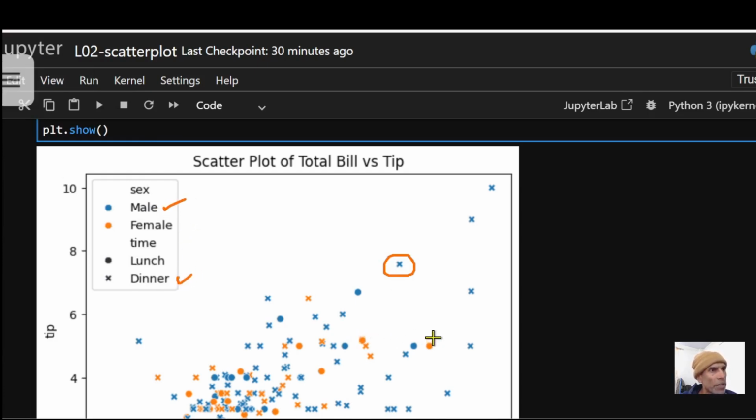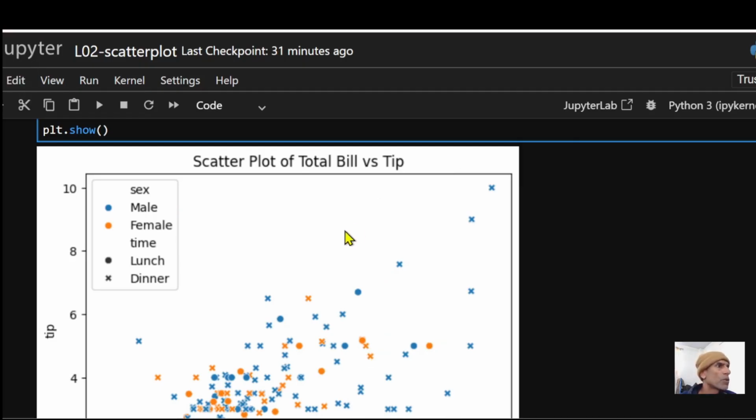What about this one right here? This one represents a female customer. This would be during lunchtime. So that's what that is. Female customer during lunchtime. What about this one right here? This cross represents a dinner time customer, a female dinner time customer. That's what this one represents.